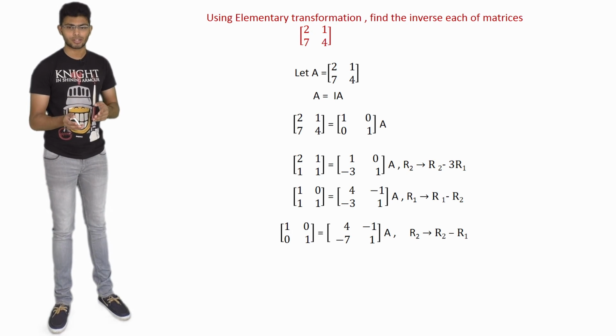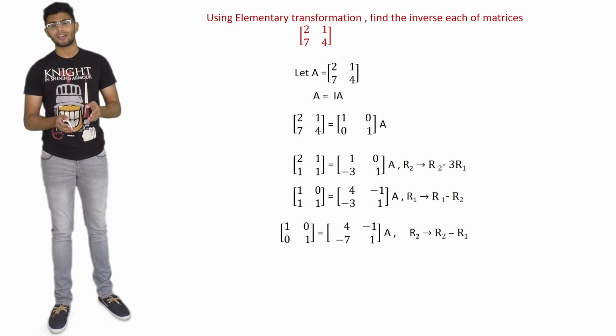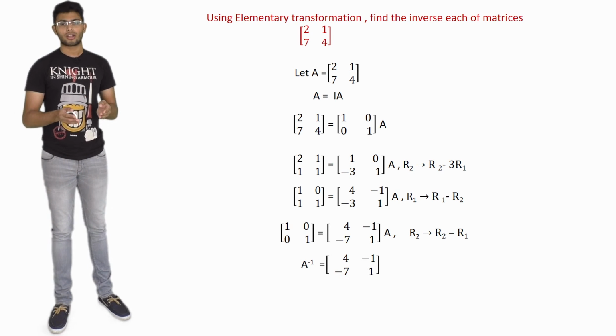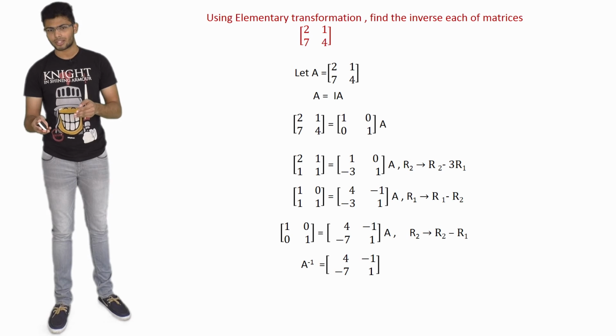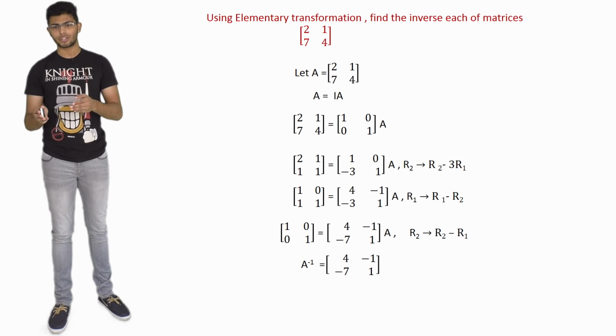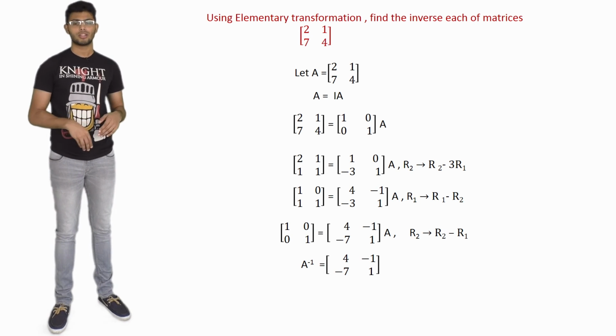Since you have an identity matrix on your LHS, you're obviously going to have your inverse matrix on your RHS. So your RHS, which is your inverse matrix, is going to be 4 and minus 1 in the first row, and minus 7 and 1 in the second row. So that's your answer.